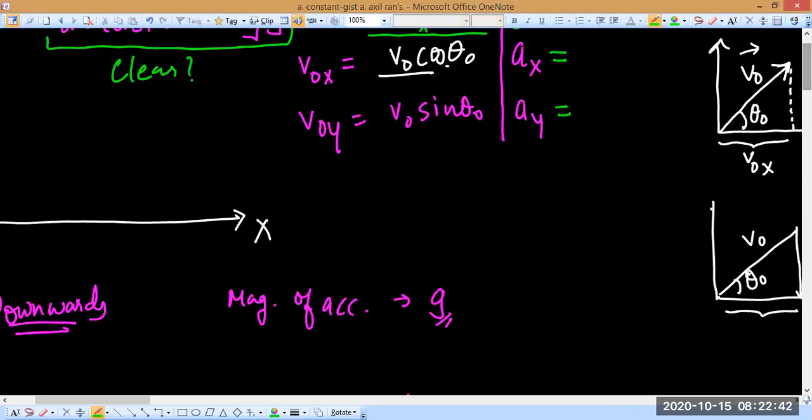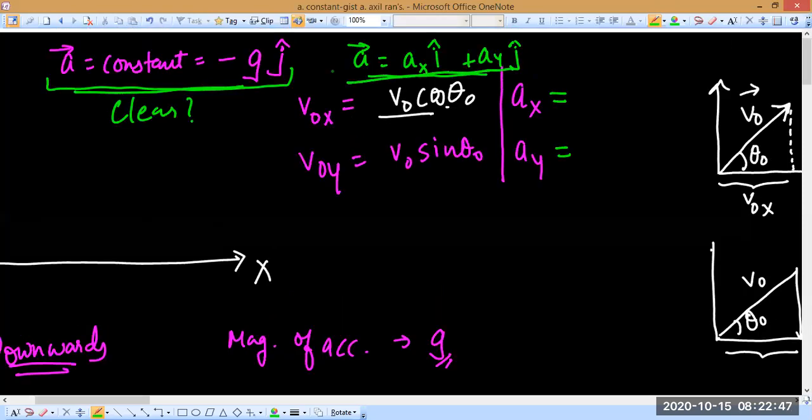Look here, what did I tell you? I said compare this. Are you listening? I said compare both of these and tell me what is AX, what is AY. No, Vedant, totally wrong. I said compare both of these. Yes, the correct answer is AX is 0 and AY is minus g.